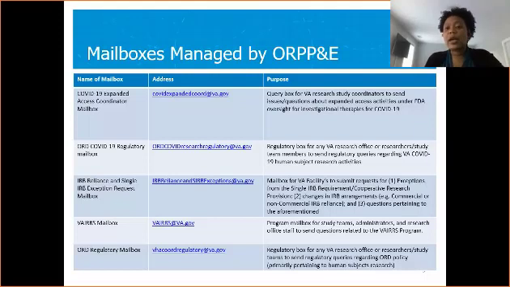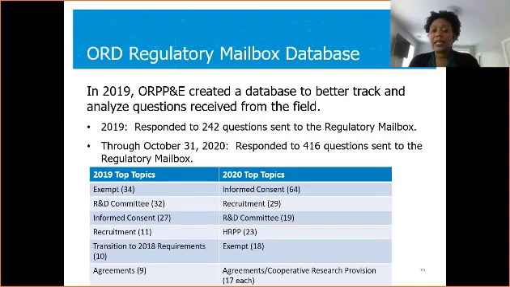But we're really trying to better manage and be able to categorize what the issues are. And believe it or not, we do categorize them. Here's an example for the ORD regulatory mailbox. Messages and questions that go there, we track. In 2019, we had about 242 questions that were sent and responded to the regulatory mailbox.